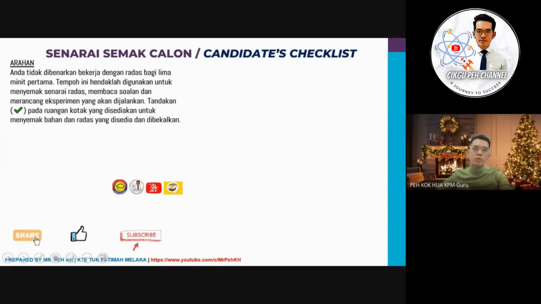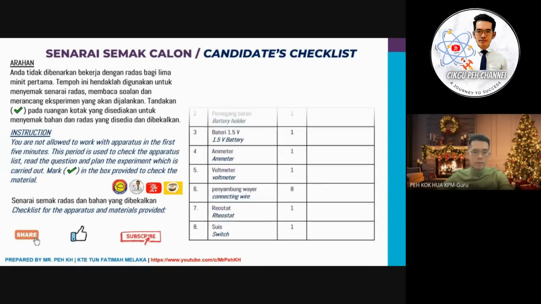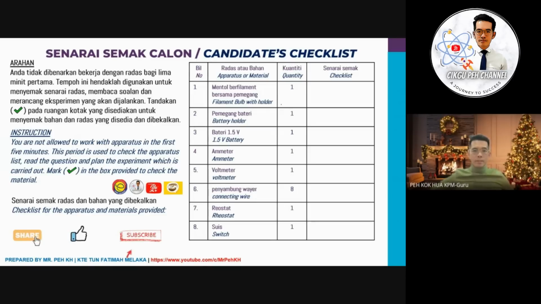Okay, so let us go through the question. As usual, the first will be the instruction and the list of the apparatus here. You are not allowed to work with the apparatus in the first 5 minutes. This period is used to check the apparatus list, read the question, and plan your experiment, which is to be carried out. Mark in the box provided to check the material. Okay, so the checklist for the apparatus and material provided will be this.